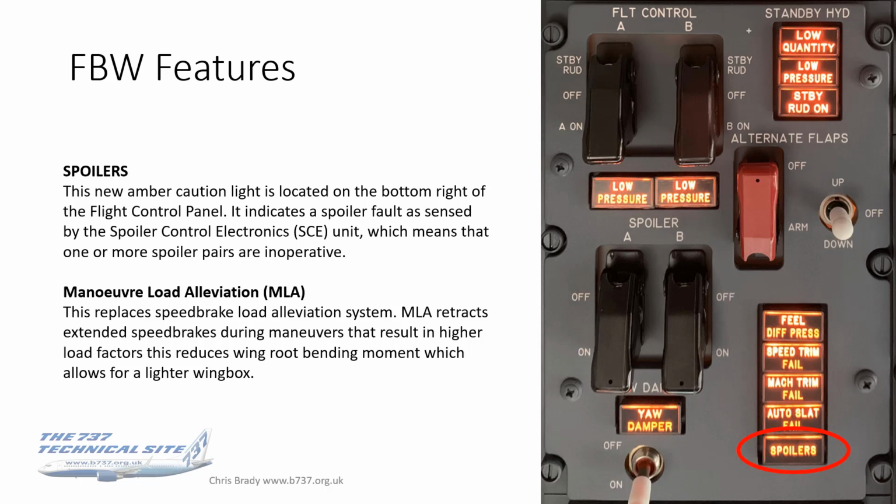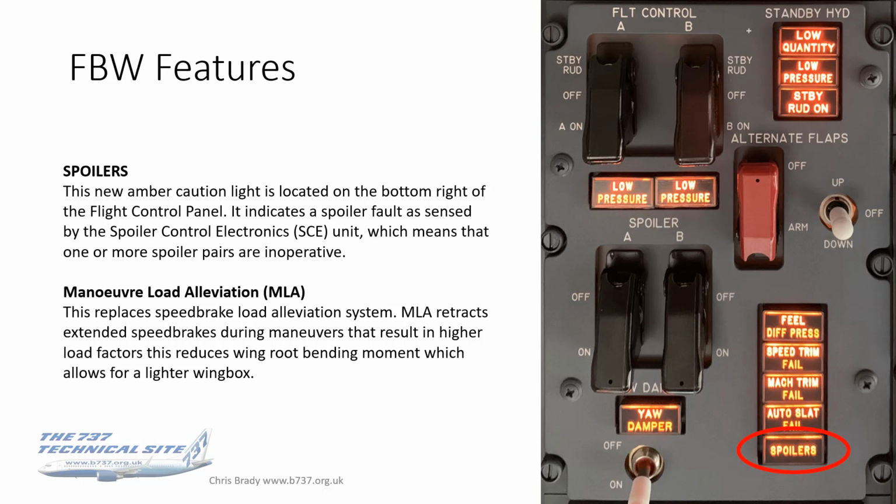And what does that give us? The following 3 pages of features. Spoilers. So this is a new caution light, that 5th caption in that block of 5 down at the bottom right of the flight controls panel. This will indicate a spoiler fault as sensed by the spoiler control electronic unit. That means that one or more spoiler pairs are inoperative.